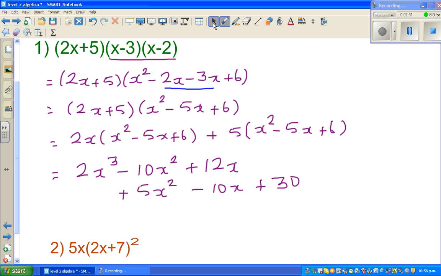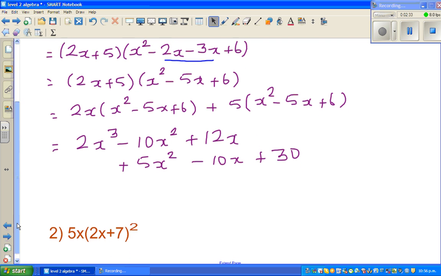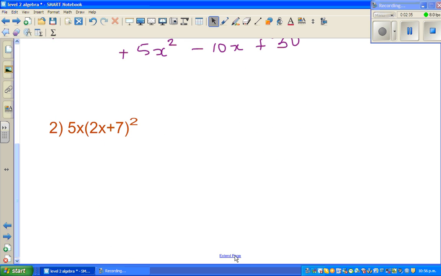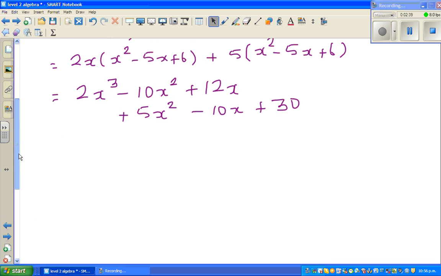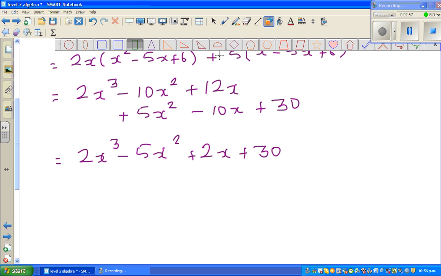So this is my next example. So I'll drag that away. So this is equal to 2x cubed minus 5x squared plus 2x. You have to be very careful with the signs, and this is your answer.